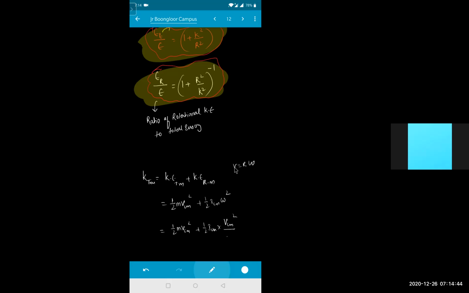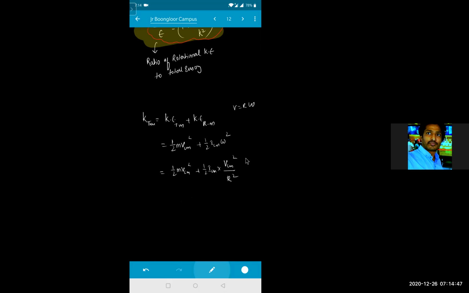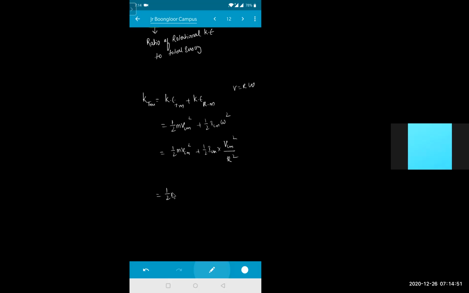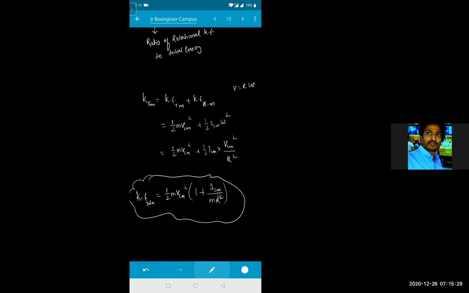V is equal to r omega, so omega is equal to V by r. Now what I can take common: if I take half into m into VCM square common, this will become 1 plus moment of inertia ICM divided by m into r square. Can I write like this? I multiplied and divided by m, because if I multiply this one I get this one, and if I multiply this one it gets cancelled. So you can write the total kinetic energy like this. There is no problem, provided you know the moment of inertia of that body; write that moment of inertia here and simplify it. You'll get the answer.